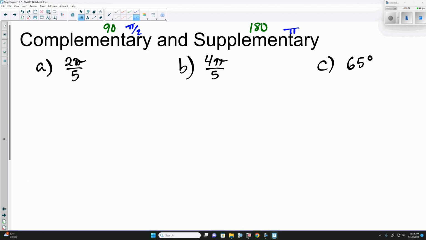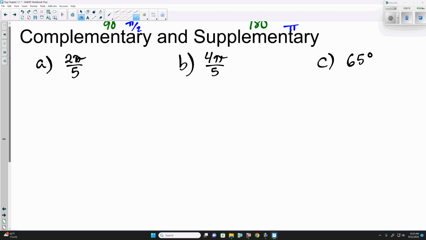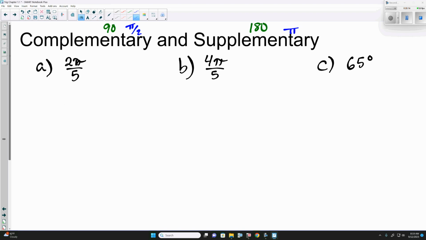So what we're saying for complementary angles, in terms of radians, is that two angles are considered complementary if they add together to be pi over 2. So we can say alpha plus beta is equal to pi over 2. Or supplementary, alpha plus beta is equal to pi. But if we're given one or the other, we can just subtract it from pi over 2 or pi to find the complementary and supplementary angles.